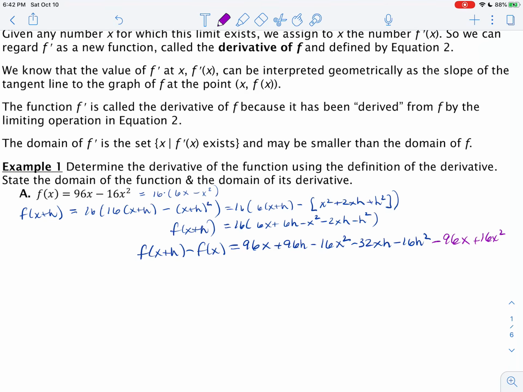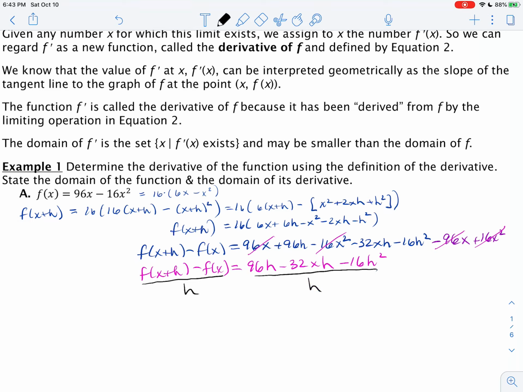I can go ahead and simplify that. I'm going to look at various terms, and I see that 96x take away 96x is 0. And I also see that minus 16x squared plus 16x squared is 0. So we are just left with 96h minus 32xh minus 16h squared, and that is my f of x plus h minus f of x. If I go ahead and divide through by h, I'm going to divide through by h.